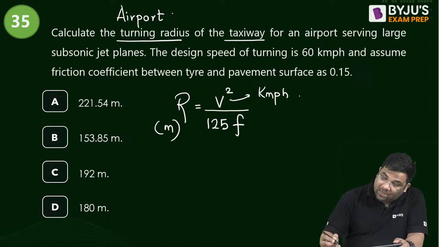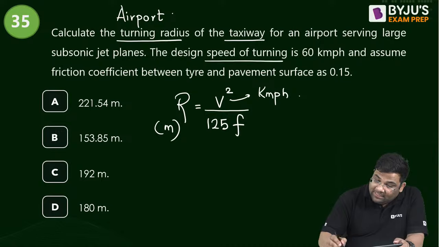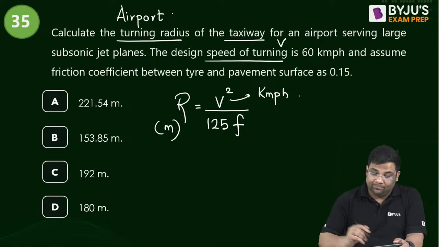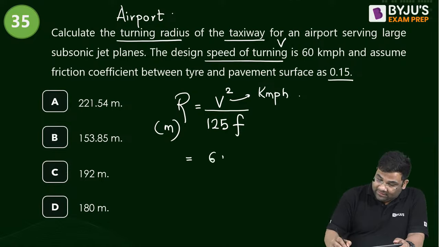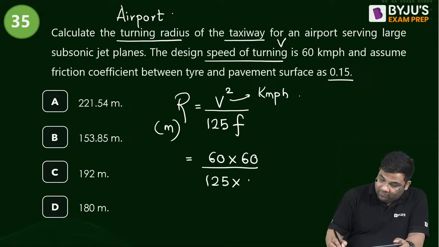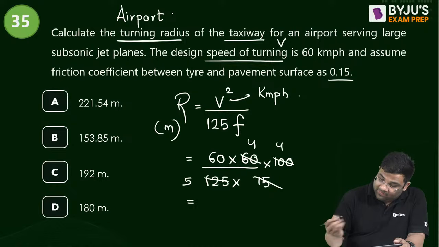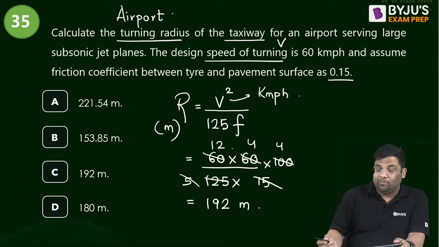In kilometer per hour. So you can see that the speed of turning, this V, is given 60 and friction is given 0.15. Directly put this: 60 square divided by 125 f. So how much are you getting? We don't need a calculator here. 15 by 100, this becomes 4, this is 5 and this is again 4 if I divide by 25. So this is 12. So 12 into 16, 192 meter.